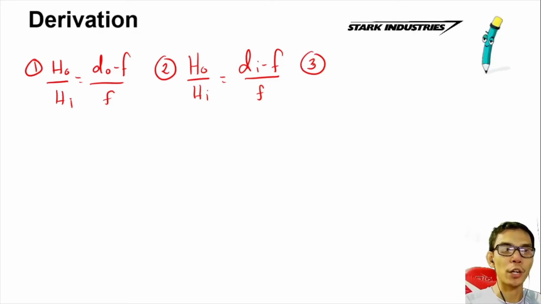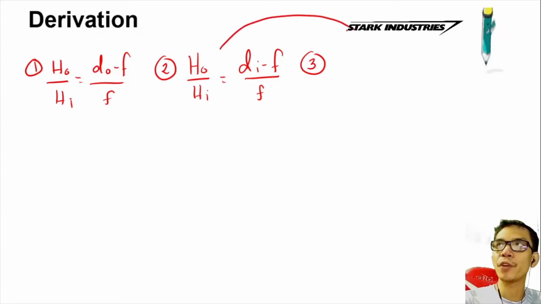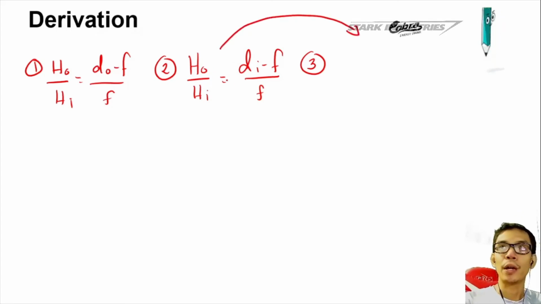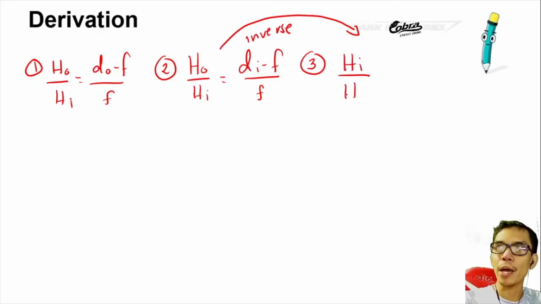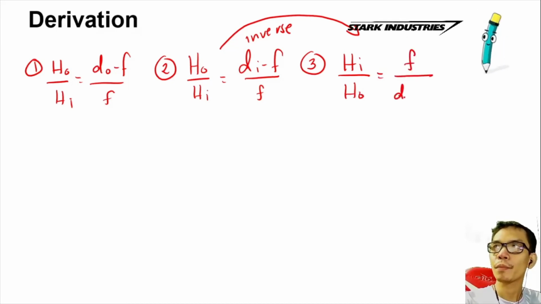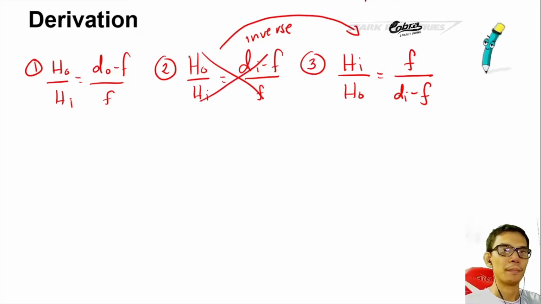What we need to do on the third equation is just do the inverse of equation number 2. So what will happen? It will become h sub I over h sub O is equal to f over d sub I minus f. Since this one is the inverse of this, we don't need this one anymore.